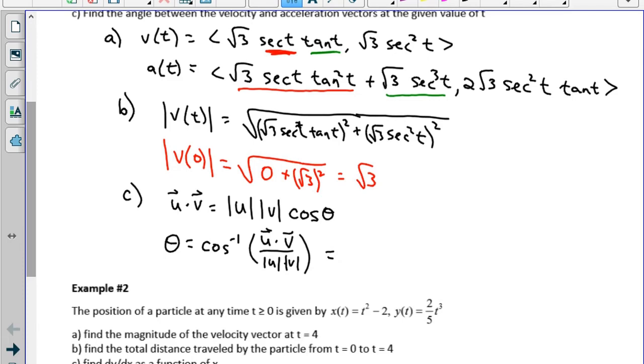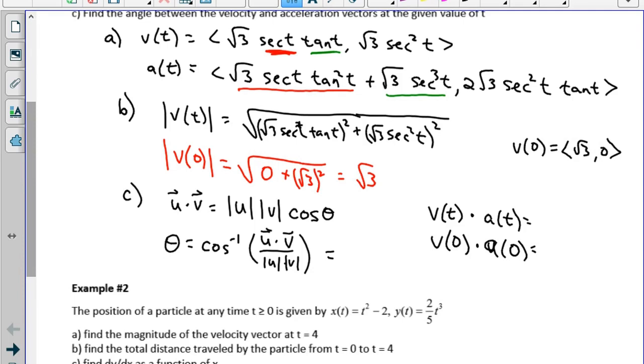So if we take a look at u dot v, in this case, u and v are the velocity and acceleration vectors, because that's what the question is asking for. So that basically means we need to do v of t dot a of t. Well, I'm not actually going to do that because that's a lot of writing, but I will do v dot a evaluated at 0. So if we have v of 0, that's root 3, 0. And if we have a of 0, that's 0, root 3.